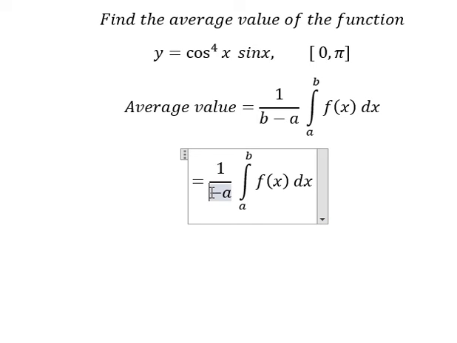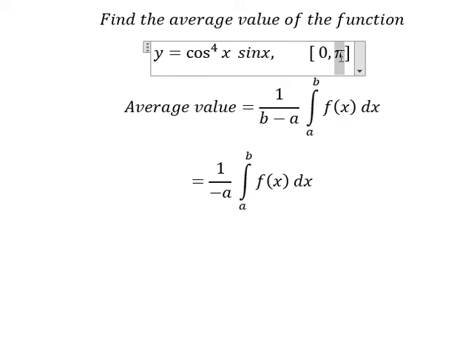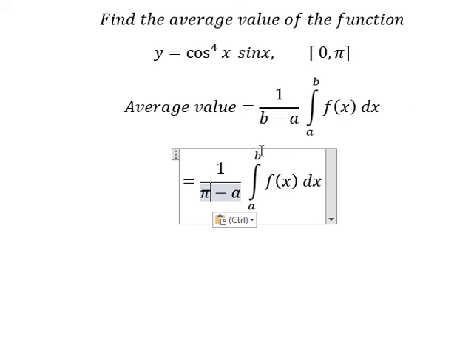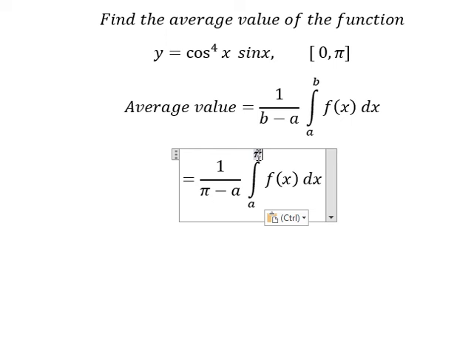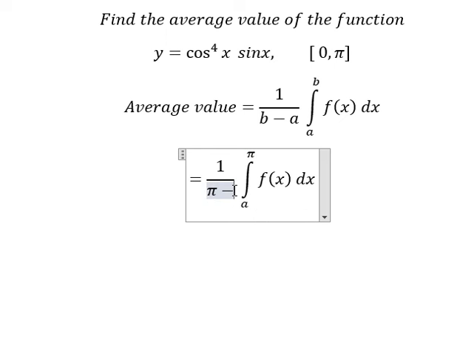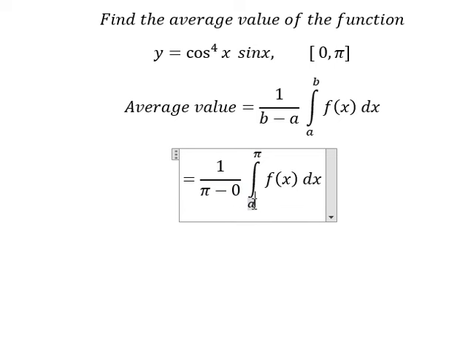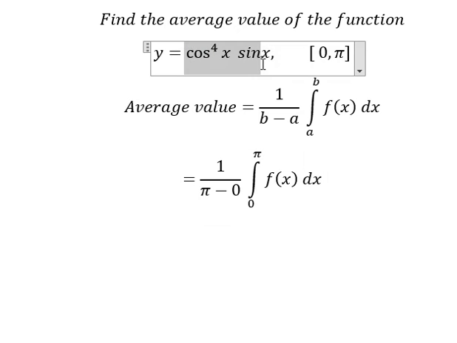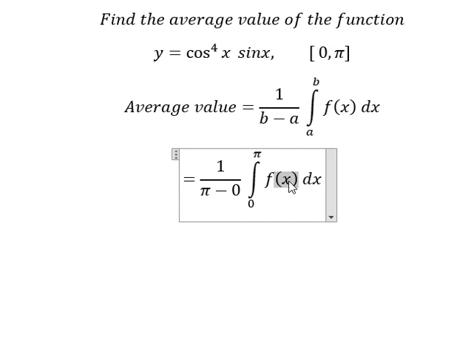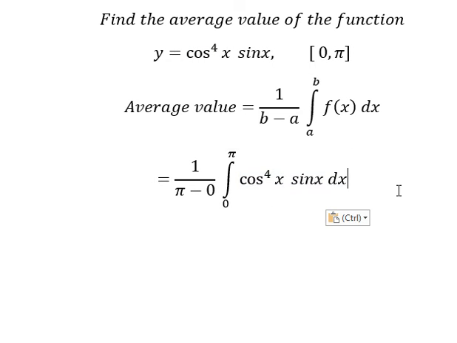So I will put b go here and here. Number 0 go here and here. The function that is about this one. Now we need to simplify.